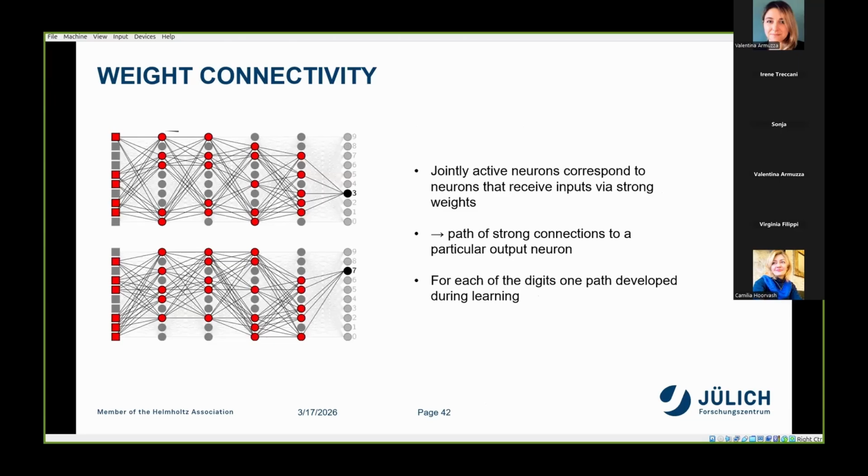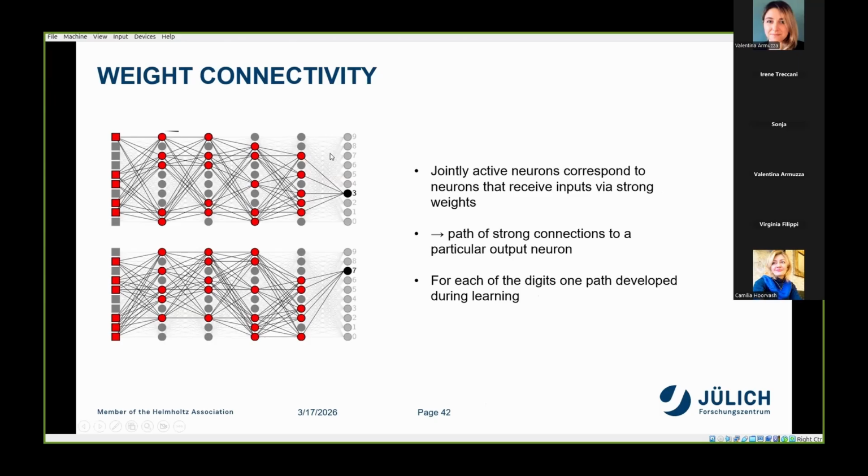Now, that's the nice thing. If you have such a network, you know everything. You know the connectivity, you know the weights, you know the activity. It's really great. You can do whatever you want, which I typically cannot do.